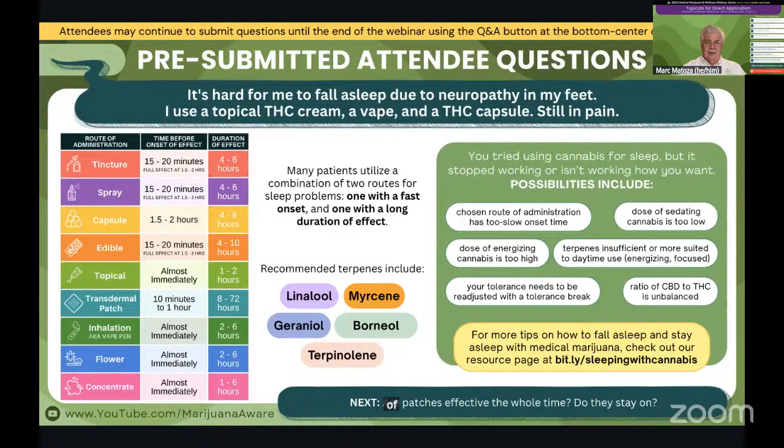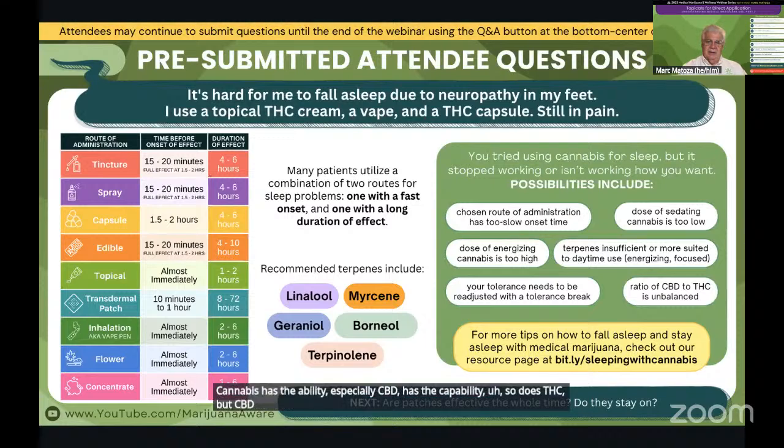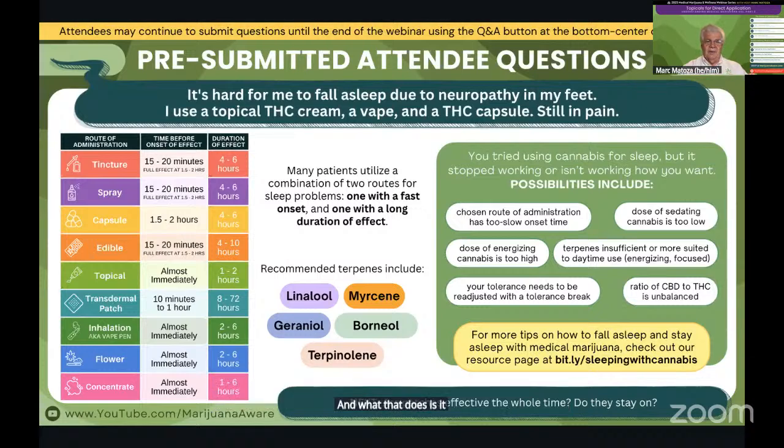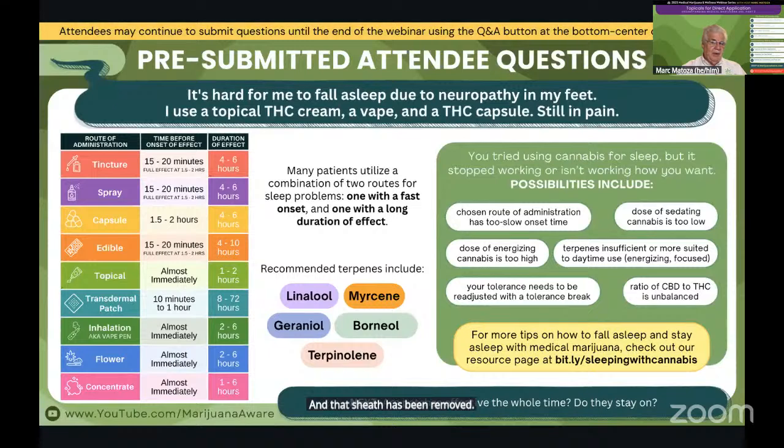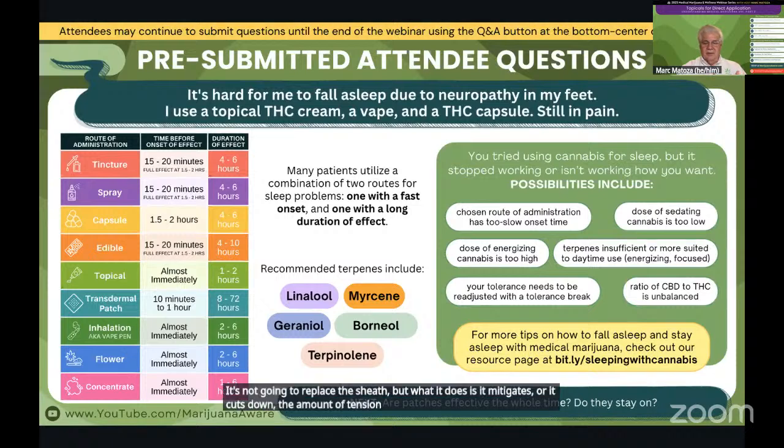Now, what do you mean by neuroprotectant? Cannabis has the ability, especially CBD. So does THC, but CBD is really something that is known for a neuroprotecting capability. And what that does is it works with your receptors to coat your receptors, especially in the case of neuropathy, when that sheath has been removed. Now, it's not going to repair them. It's not going to replace the sheath. But what it does is it mitigates or cuts down the amount of tension or irritation that that particular receptor is getting, which means it'll help quite a bit with neuropathy.